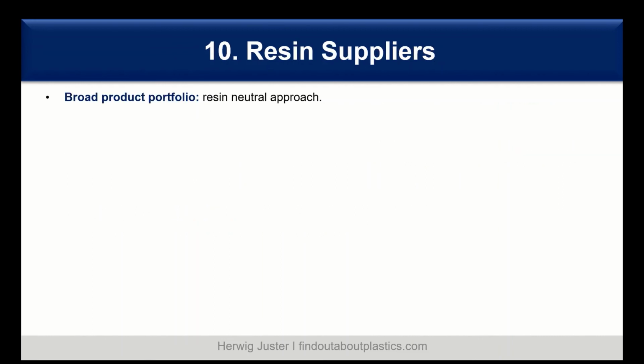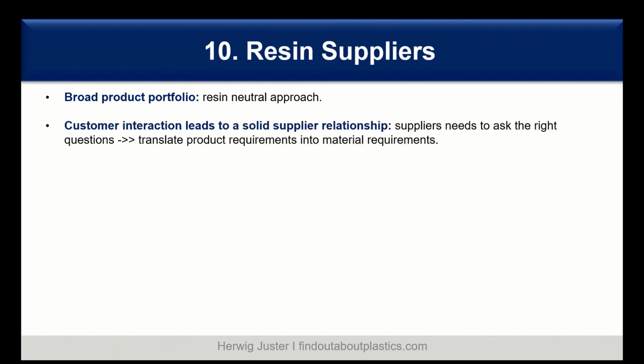Okay, and the last point, point number 10, resin suppliers. So when you have selected a certain grade, you also need resin suppliers who can supply you this grade. And here I collected some tips on what to look for at resin suppliers. For example, one point is the broad product portfolio. So it's better to seek out a supplier who has a broad portfolio, because then he has a more resin neutral approach and can really tailor you the best polymer chemistry for your application.